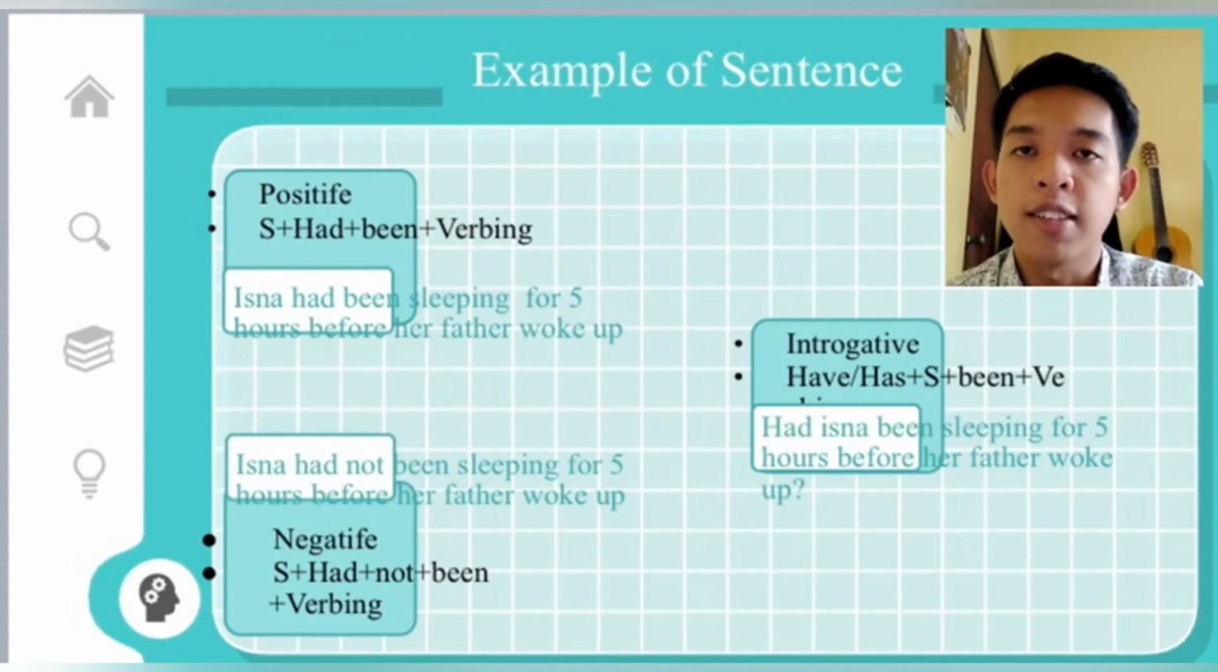If you want to change that sentence to a negative sentence, you just have to put the word not between the words had and been, and it will be like this: Isna had not been sleeping for 5 hours before her father woke up. And for the last one, if you want to make an interrogative sentence, you just have to move the word had in front of the subject. For example, had Isna been sleeping for 5 hours before her father woke up? Well, I think that's all. Hopefully all my explanation could be understood. The next part will be explained by my friend, and thank you.